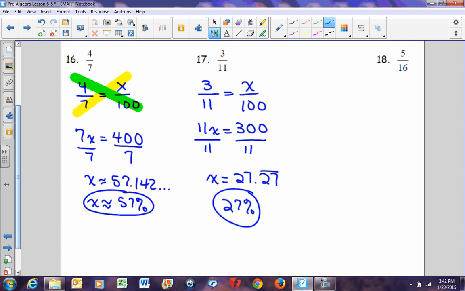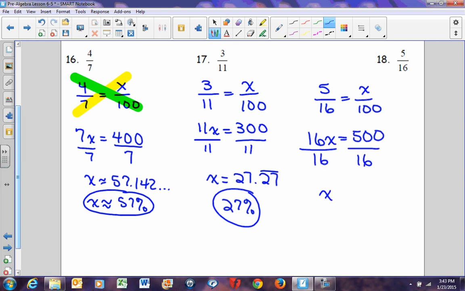Last but not least, 5/16. So 5/16. Again, 5 over 16 equals x over 100. 16 times x is 16x. 5 times 100 is 500. Divide by 16. X will equal, if we take 500 and divide it by 16, we're going to get 31.25.